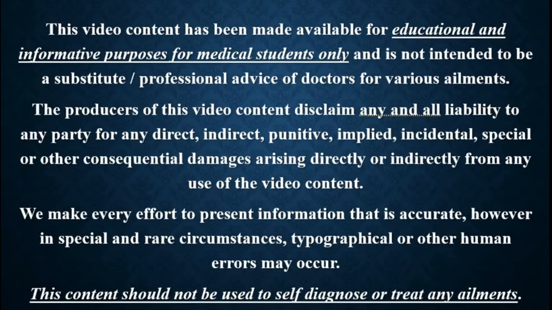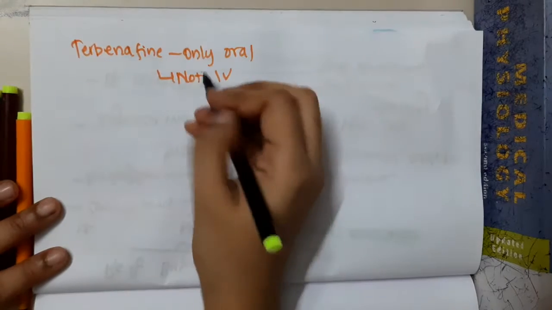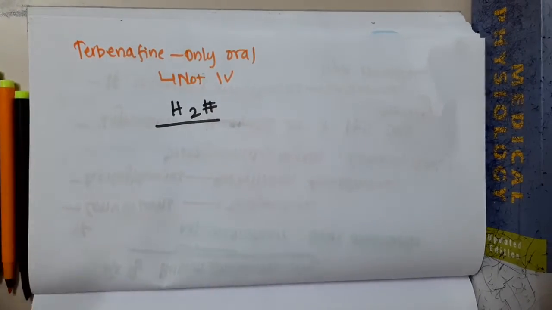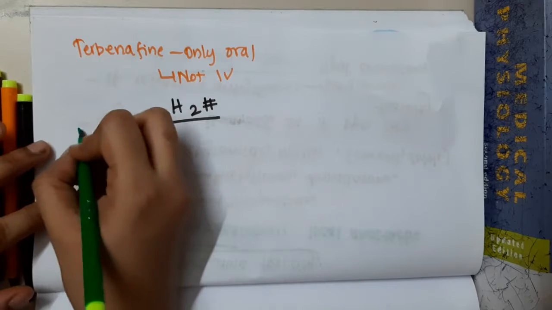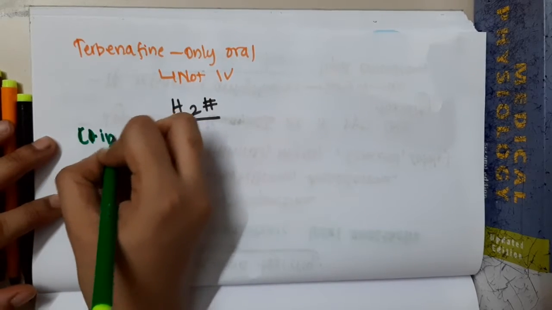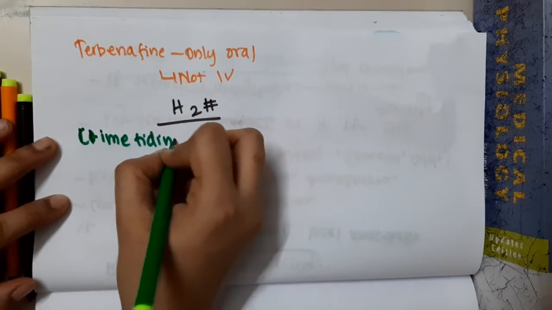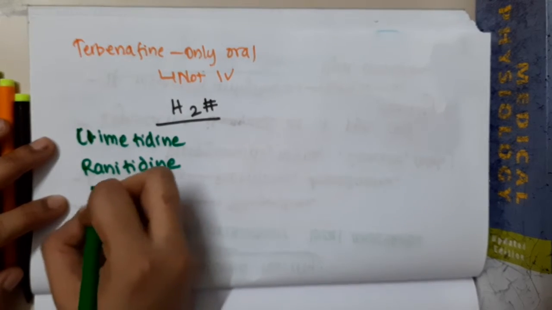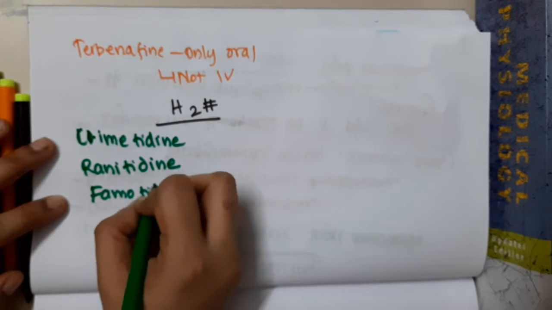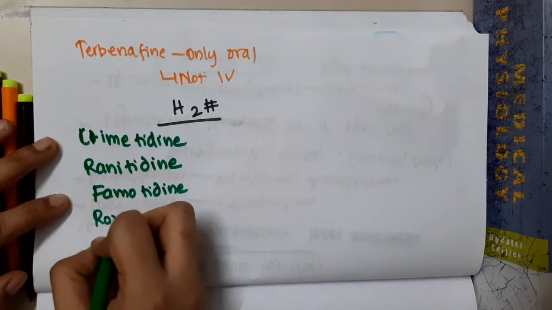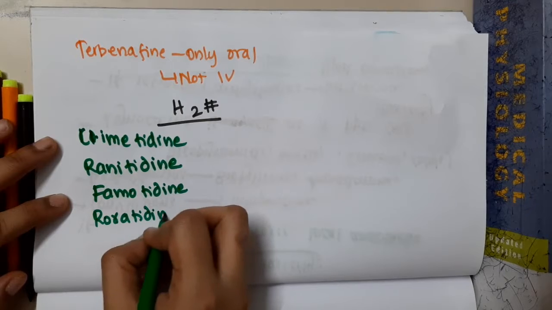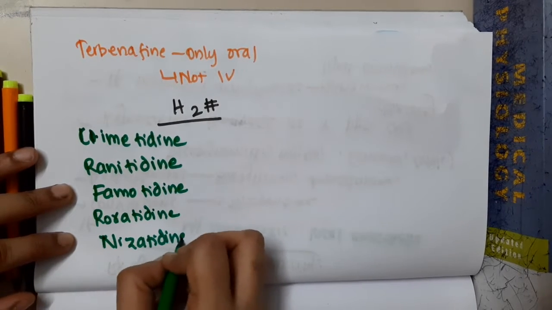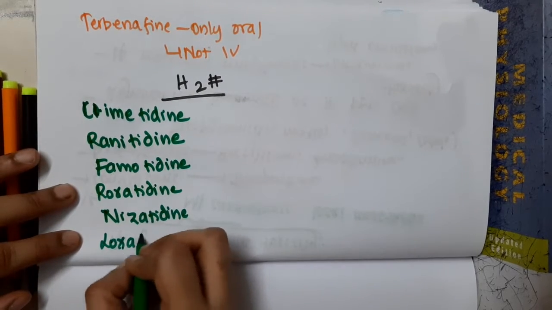In this lecture, we will learn some important points about H2 blockers. The H2 antagonist group of drugs includes cimetidine, ranitidine, famotidine, roxatidine, nizatidine, and loxatidine.